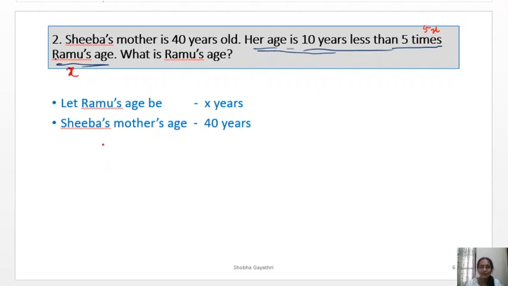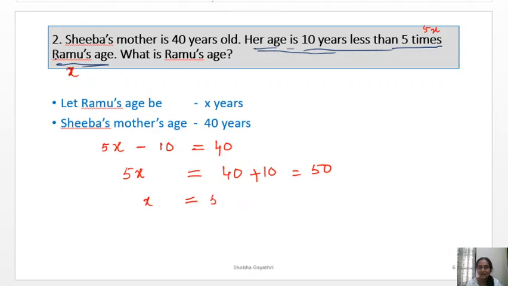So it is 5x minus 10, equal to her age, which is given as 40 years. We have this very easy sum. Transpose 10 to the right side: 40 plus 10, so x equals 50 divided by, okay, let me write 50.